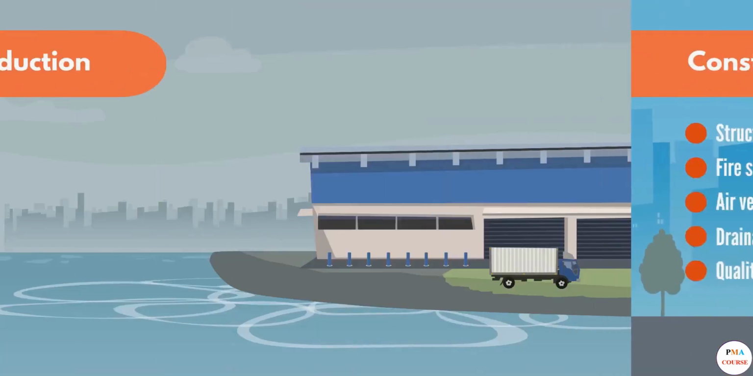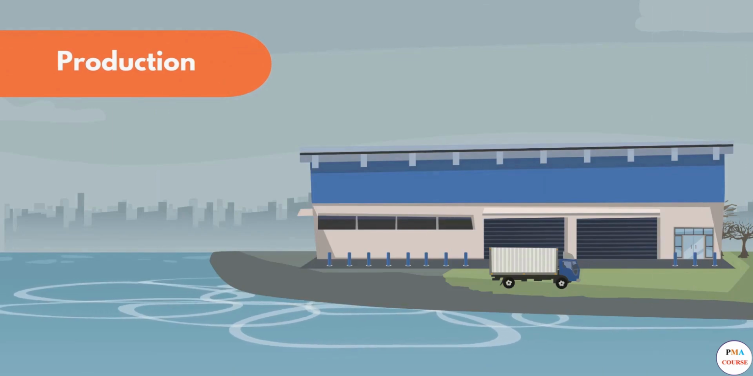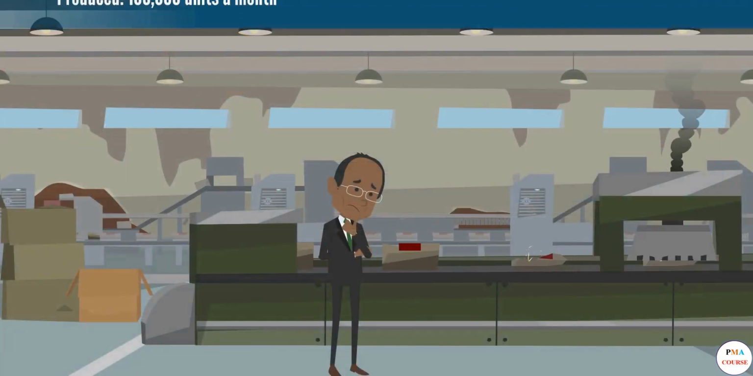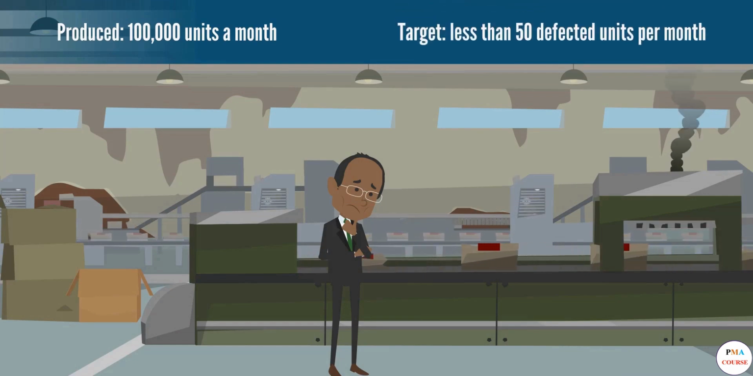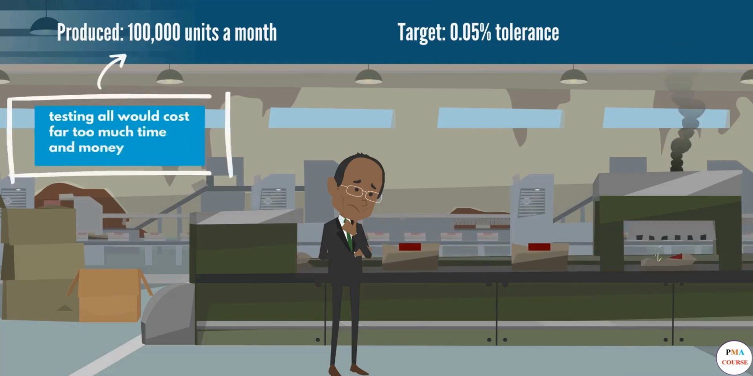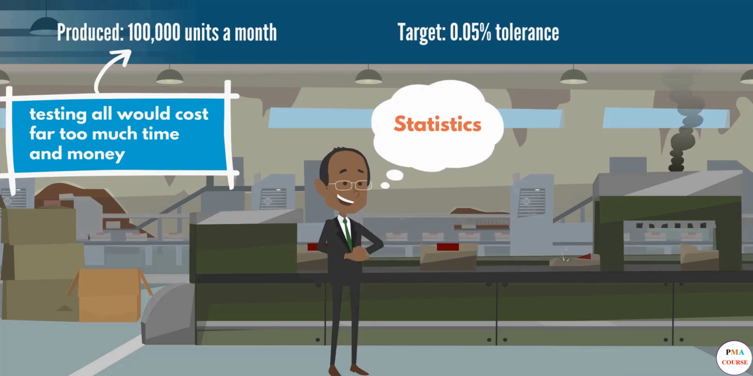Field number 2, production. A common way to set targets in production is to look at defect rate. Say a company is producing 100,000 units a month and sets targets of less than 50 defected units per month. A 0.05% tolerance, our target. Of course, testing all 100,000 units would cost far too much time and money. So what companies usually do is to lean on statistical methods.